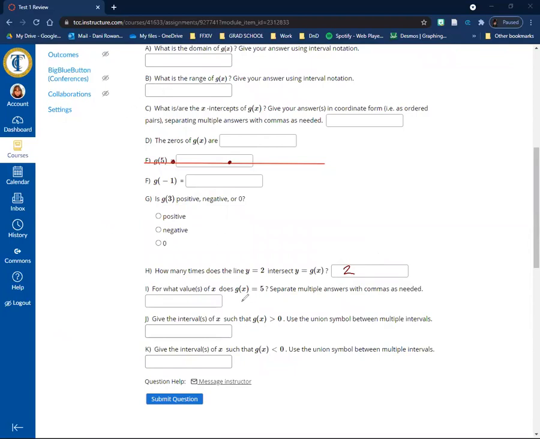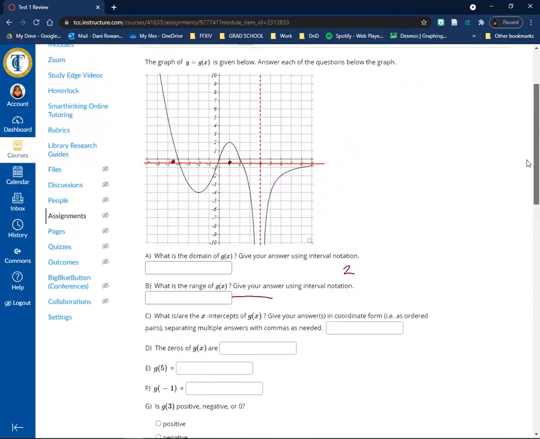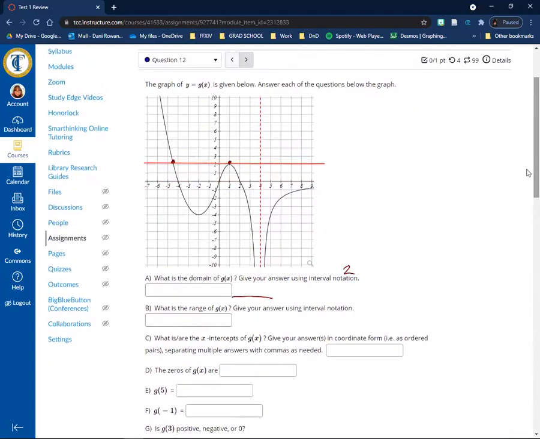And here's the irony. We already answered this one, right? For what x value does g of x equal 5? We went to 5 because that's y, went over to this point, and it's -5.